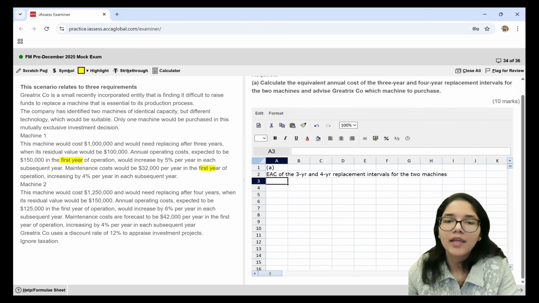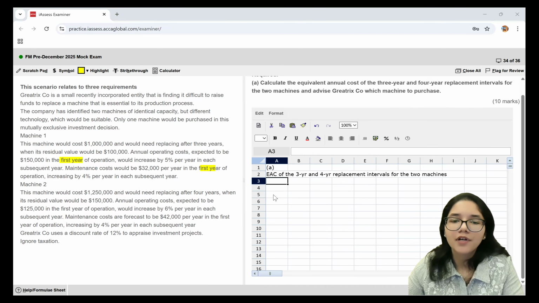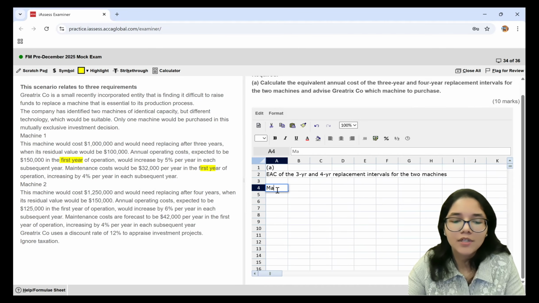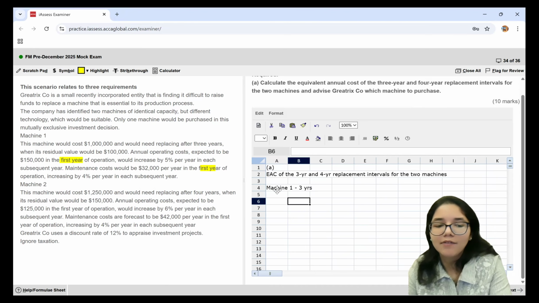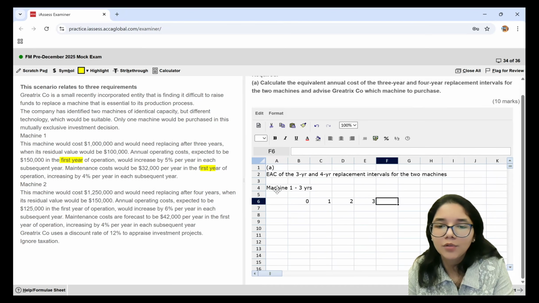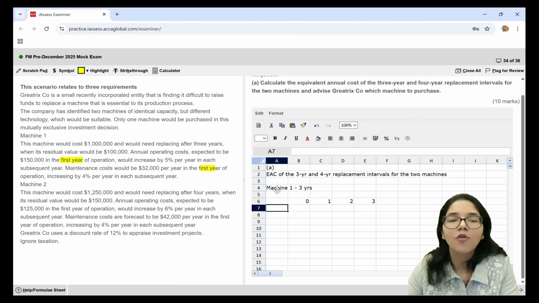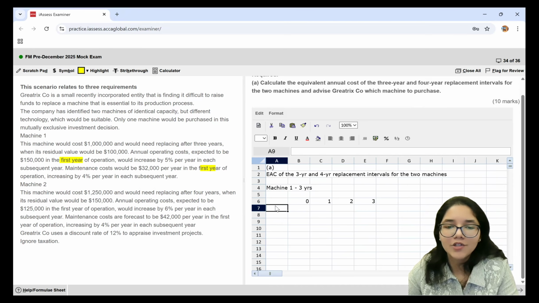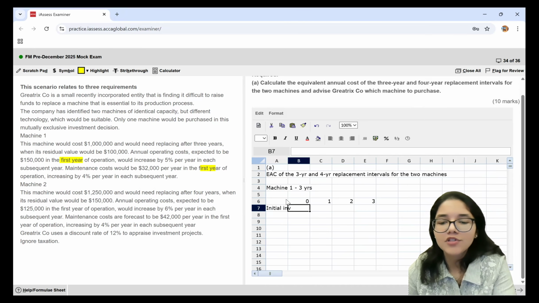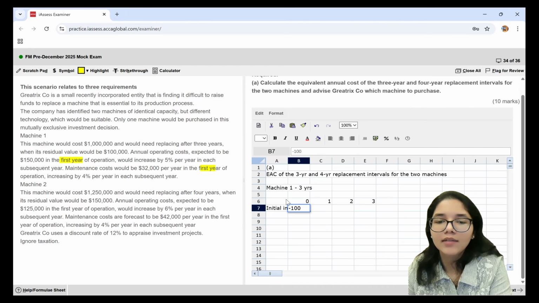Now I'm going to put in the numerical workings that I'm supposed to do. So first, let's calculate it for machine 1, which has a useful life of 3 years. Now what I will do is plot year 0, 1, 2 and 3, and then let's see what all information I'm supposed to put in. Firstly, I am being told about my initial investment. So I can plot in my initial investment, which is going to be $1 million.